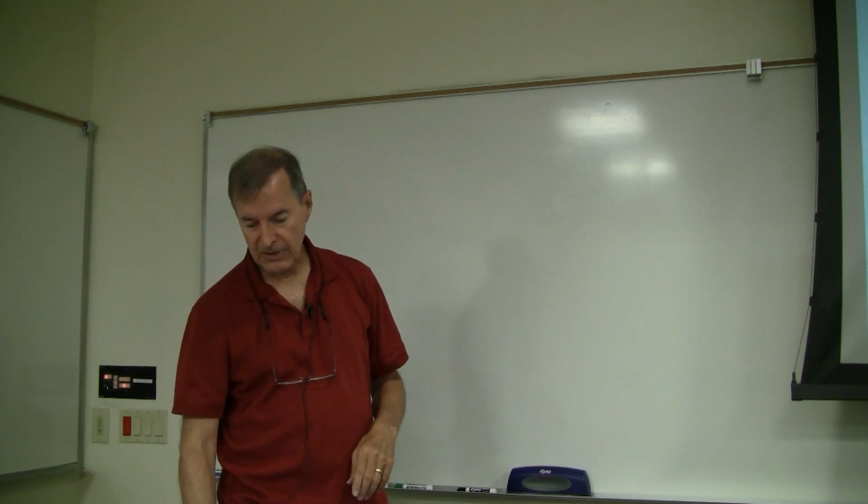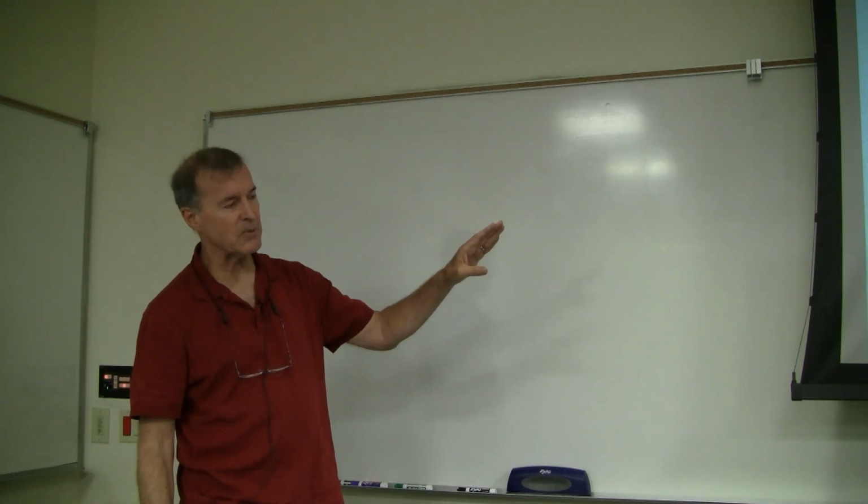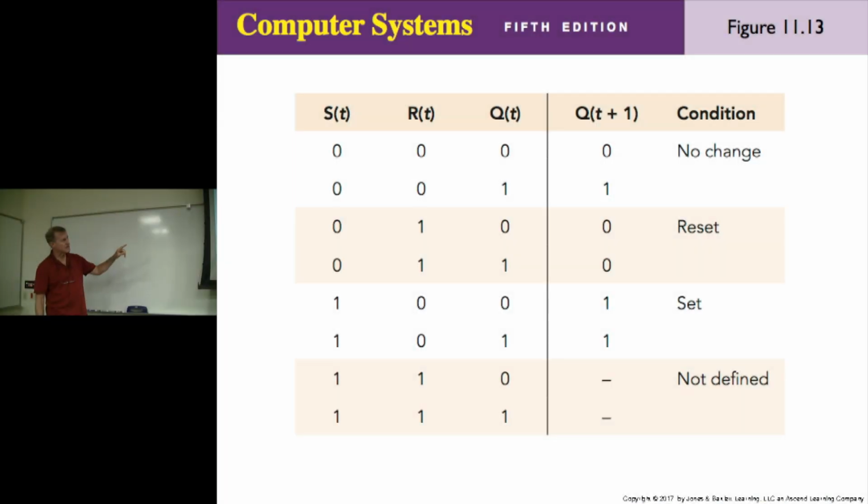Now, before we take a look at this, let's go back to figure 11.13, this characteristic table, and let's see what this table tells us. It says, given the state at time t and the S and R signals at time t, if a clock pulse comes along, it tells us what the next state will be.